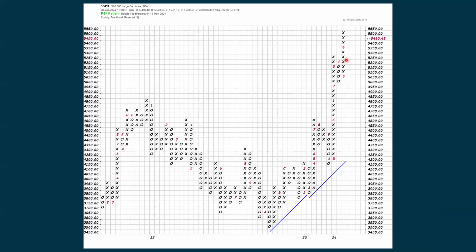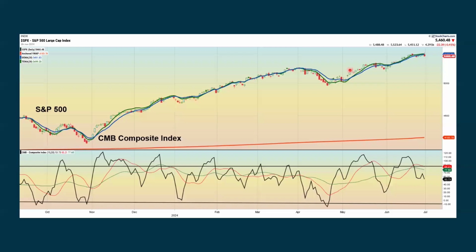We're still looking quite positive here. We didn't have any new X's or O's drawn this past week. We're still working off of a signal that was generated on May 15th of a double top breakout. And you can see just by looking at this overall chart, it's pretty positive currently.